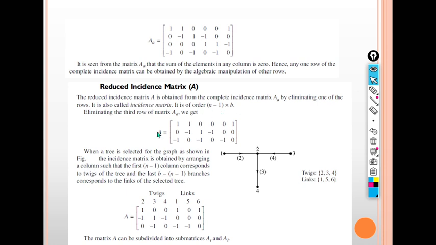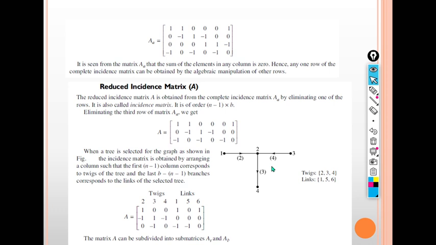You can see here 3 rows and 6 columns, so the order is 3 cross 6. Previously, it was 4 by 6, with 4 rows and 6 columns. Now, this is one of the trees, and the twigs of this tree are 2, 3 and 4, and the links are 1, 5 and 6.